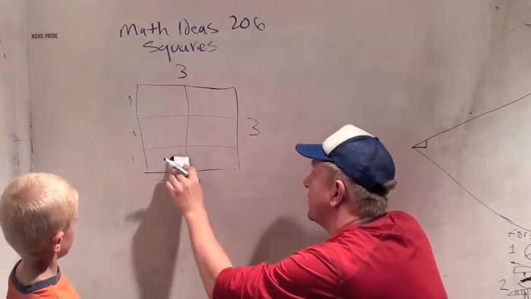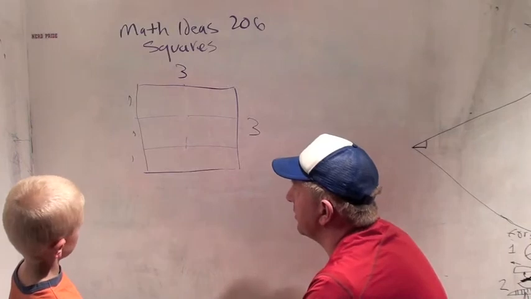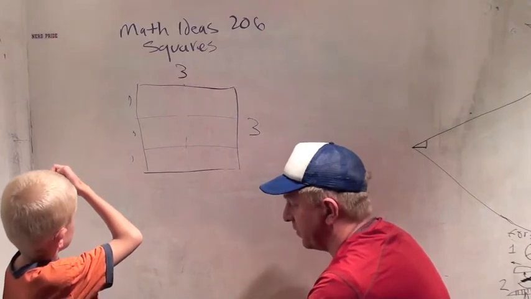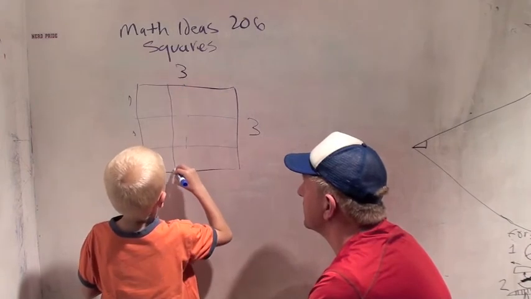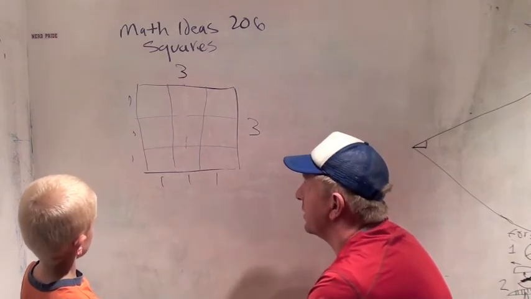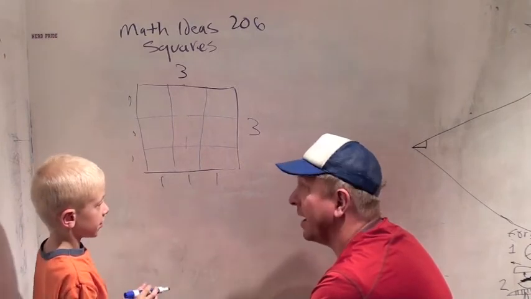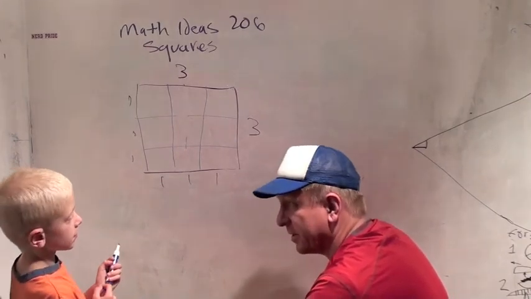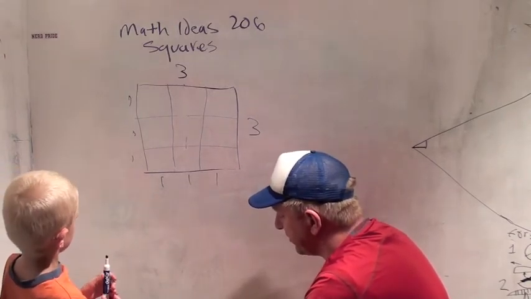So this line isn't quite right. So how do we make it right? These are right, but we want to chop it up into 1 by 1 squares. Ah, now we got 1, 1, 1. Okay. How many 1 by 1 squares are inside here? 9. So what's the area of this? 9. Very good.